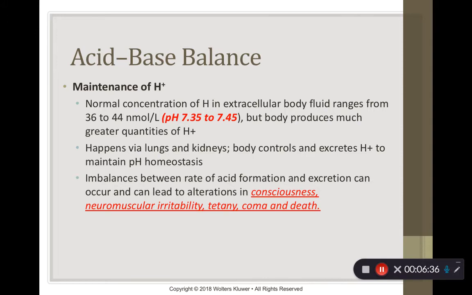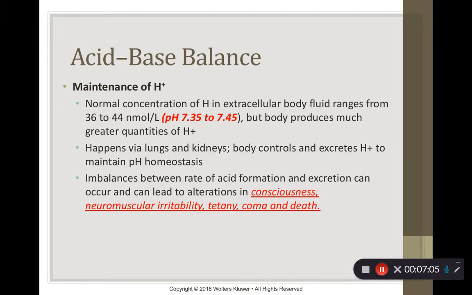All right, so let's talk about the maintenance of hydrogen in the body to maintain acid-base balance. It's very important that the body maintains hydrogen ions. The normal concentration of hydrogen in the extracellular fluid can range from 36 to 44 millimoles per liter, which is equal to a normal pH of 7.35 to 7.45.